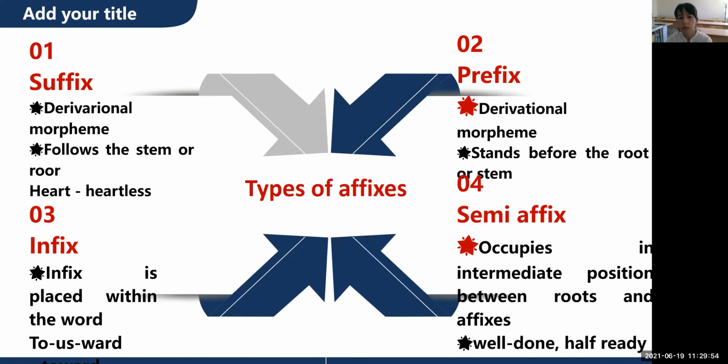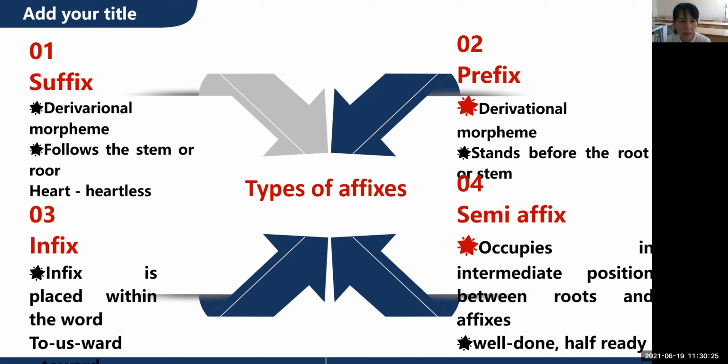So the next one, types of affixes. Students, there are four types of affixes: suffix, prefix, infix, and semi-affix. Now, first of all, let's speak about the suffix. To tell the truth, suffix and prefix are common in modern English. Infix and semi-affix are not common in modern English.